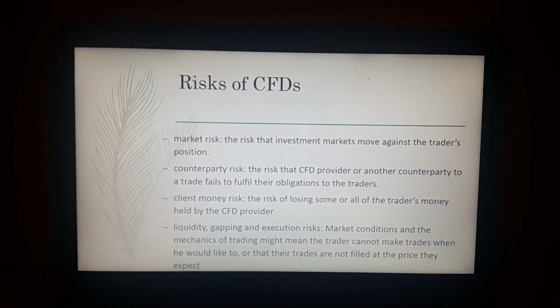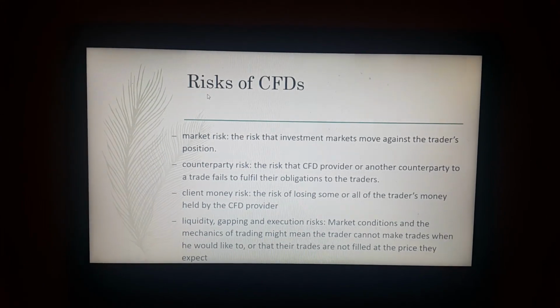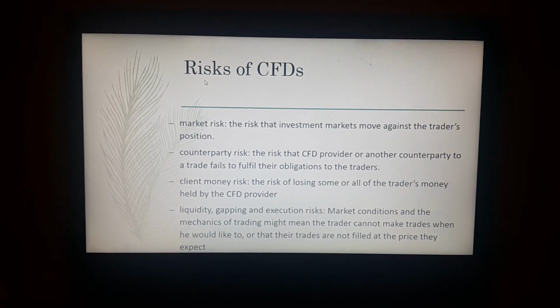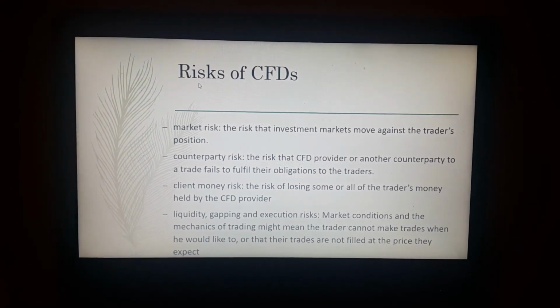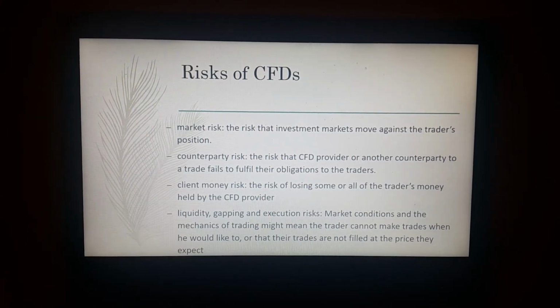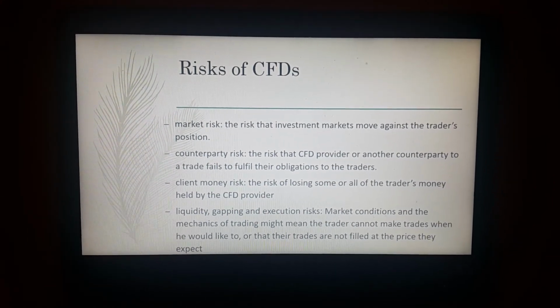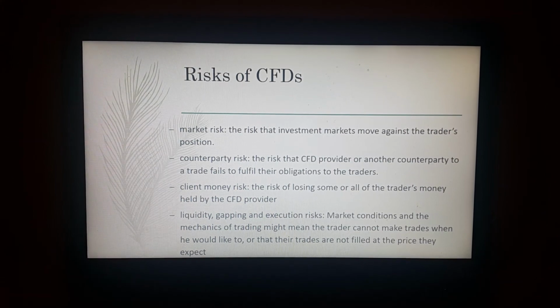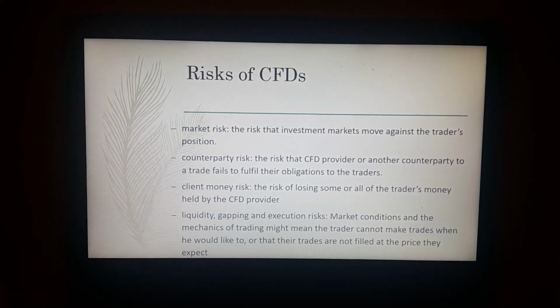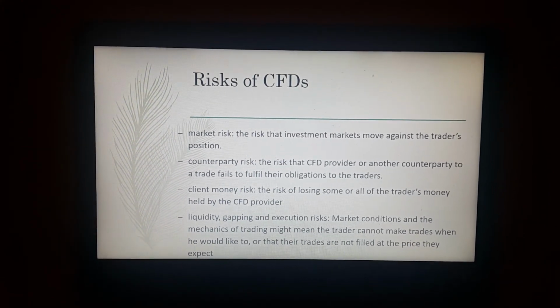There are four risks of contract for differences. The first risk is the market risk. This is the risk that the investment market moves against the trader's position. The second risk is the counterparty risk. This is the risk that the CFD provider or another counterparty to a trade fails to fulfill their obligation to the traders. The third risk is the client money risk.